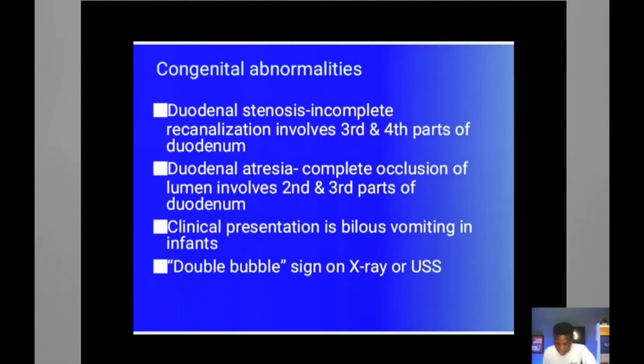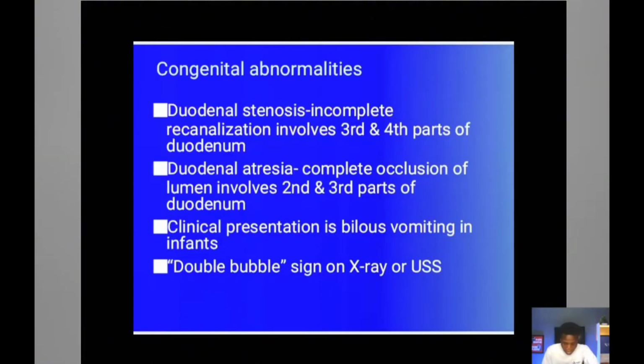And the clinical presentation for this is usually bilious vomiting. Okay, the vomitus will involve bile because it's now past the level in which the gallbladder and the rest of the biliary apparatus are opening their contents into the duodenum. And then there is also a double bubble sign on an ultrasound or an x-ray. Okay, so that's regarding the duodenum.